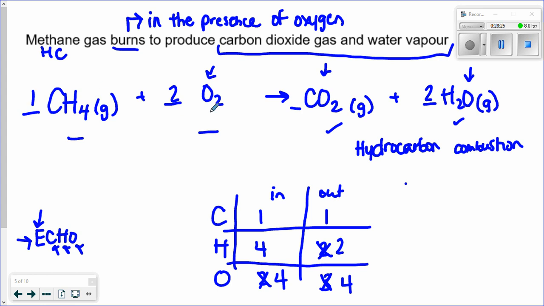Again, remember that there's always a 1 there if you don't see it. So 1 times 4 is 4 hydrogen in, 2 times 2 is 4 hydrogen out. I didn't change that in my chart. 4 oxygen in, 2 plus 2 is 4 oxygen out. So that balances with coefficients of 1, 2, 1, 2. And again, the reaction type is hydrocarbon combustion.